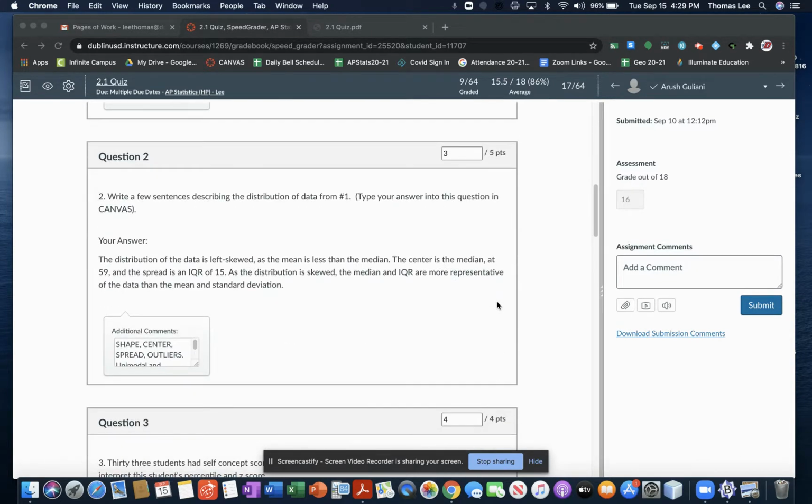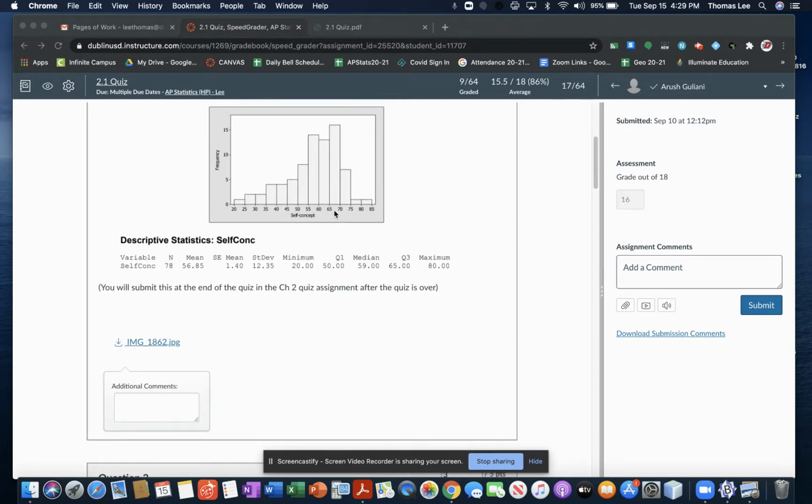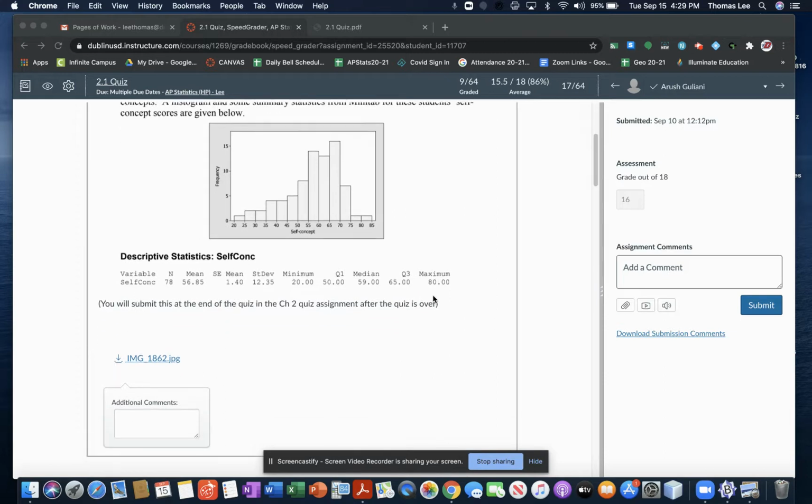This next question, when you're asked to write a few sentences about the distribution, literally write down shape, center, spread, and outliers. Shape is unimodal and skewed to the left, with a mode between 60 to 70, or a mode between 65 to 70. The center, use the Minitab output right here. So here's the mean. You can report that the mean was 56.85 with a standard deviation of 12.35. So that's your center and your spread.